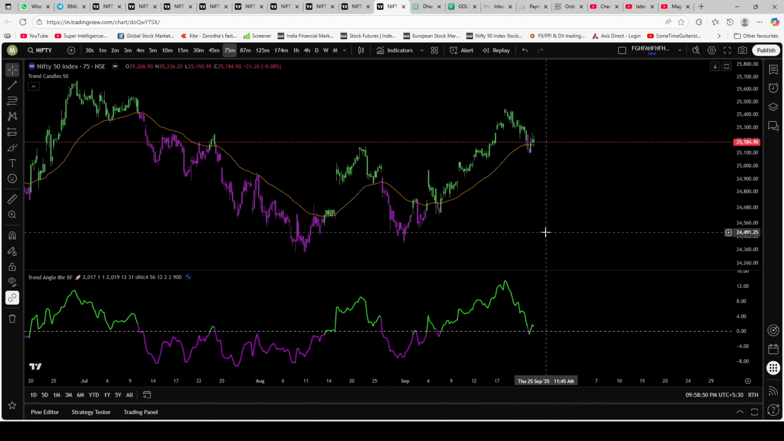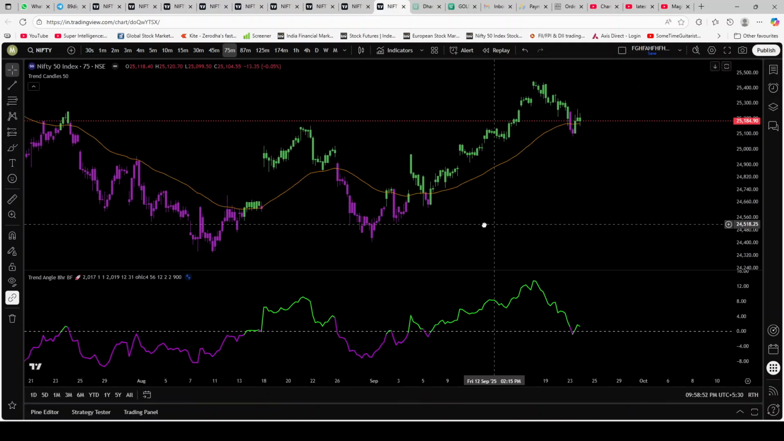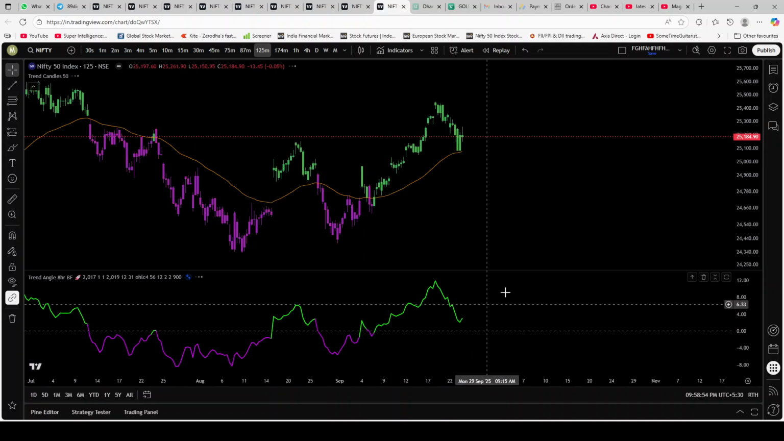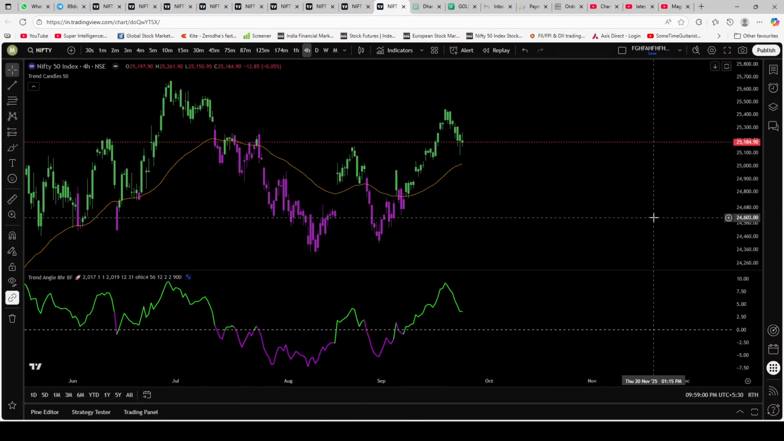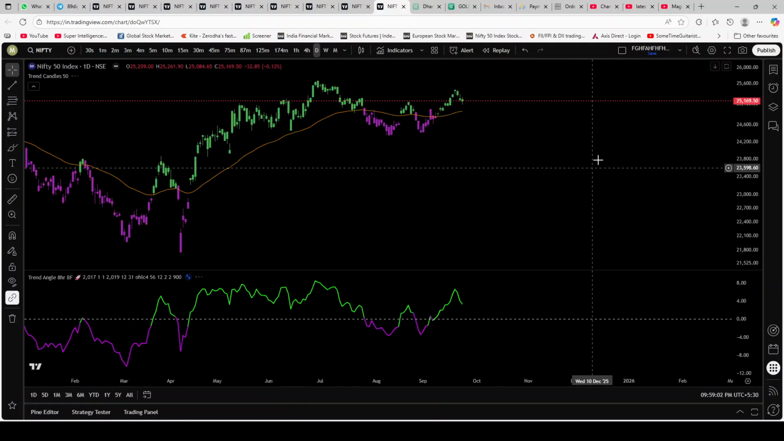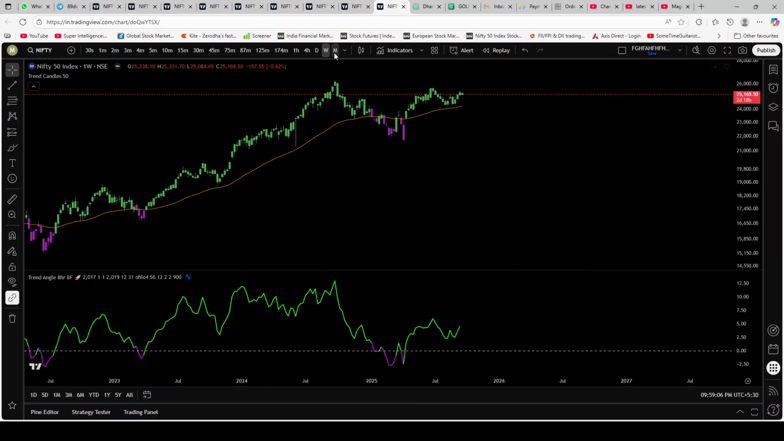So 75 minutes, every day will be exactly 5 bars. If I go to 125 minutes, then every day exactly will be 3 bars. And then I can go to 4 hours. 4 hours looks like this. And then I can go to daily. Every bar is 1 day. And then I can go to weekly. And then I can go to even monthly.